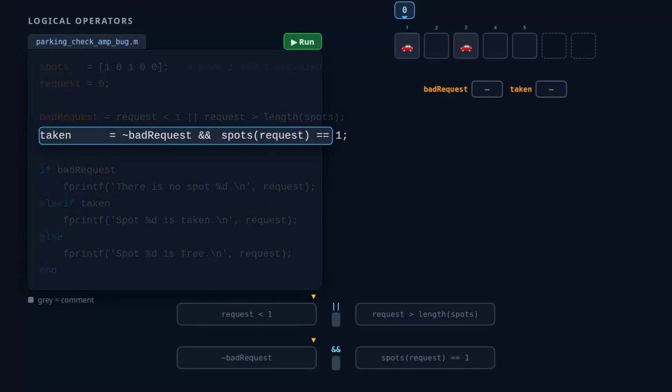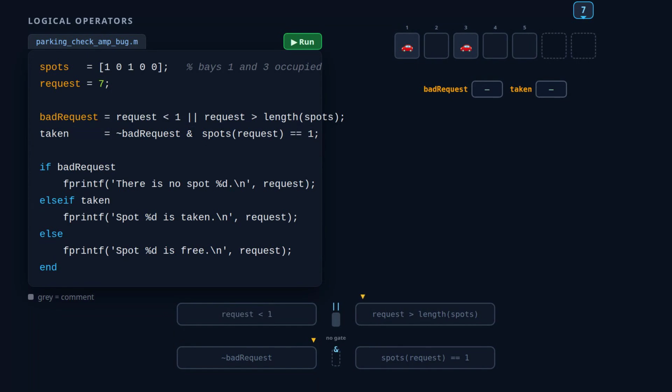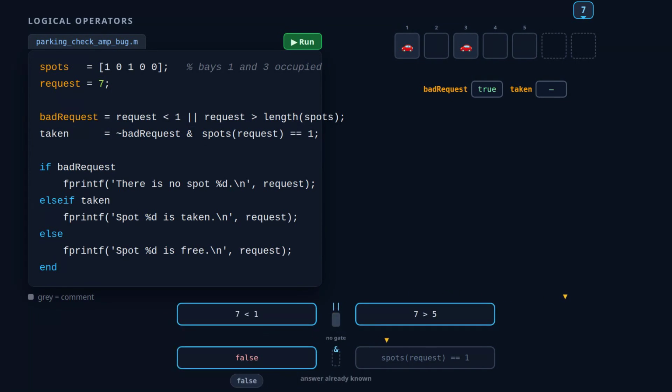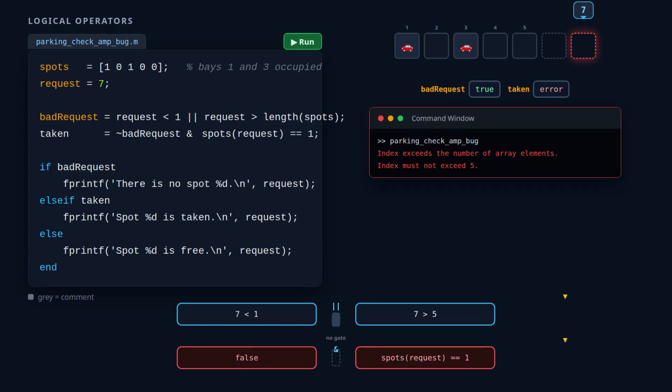Now let's break it, on purpose. 1 character. I'll delete 1 ampersand from the taken line so it reads ~badRequest & spots(request) == 1. Single ampersand. Request is 7. Run it. Index exceeds the number of array elements.